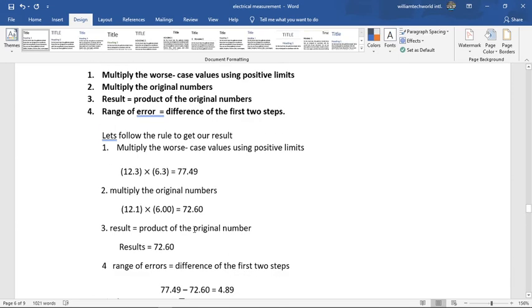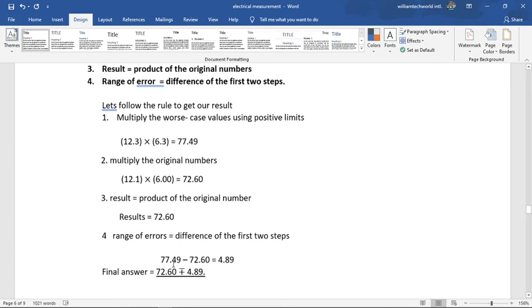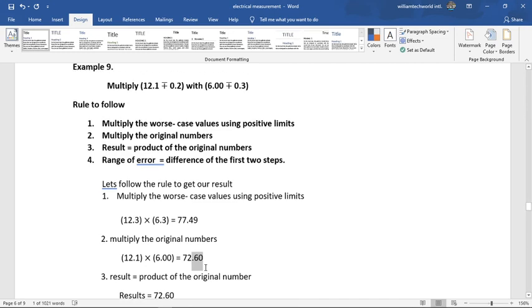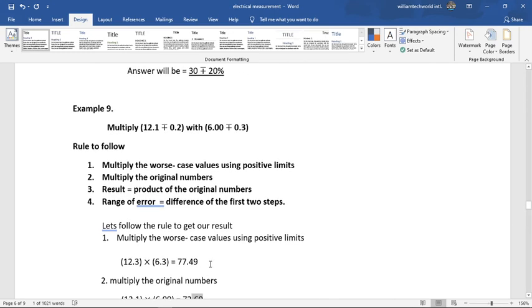Which is the difference of the first two steps. That's the first step, 77.49 minus 72.60, which will be 4.89. So this will be the error. So it will be 72, which is the original number, plus or minus 4.89.